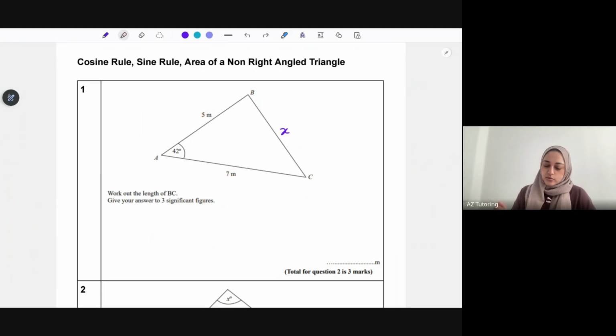Okay, so what do we need to do? We know we're using cosine rule, so I'll just write cosine rule here. A squared equals B squared plus C squared minus 2BC cos A. Always tell the examiner which rule you're using. The next thing is you label the triangle.